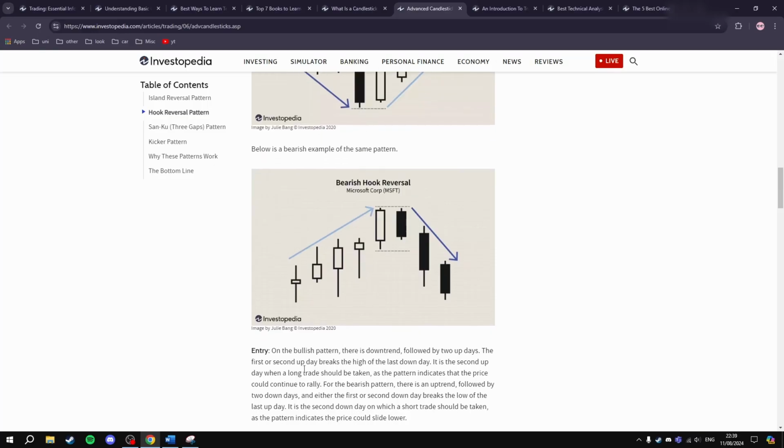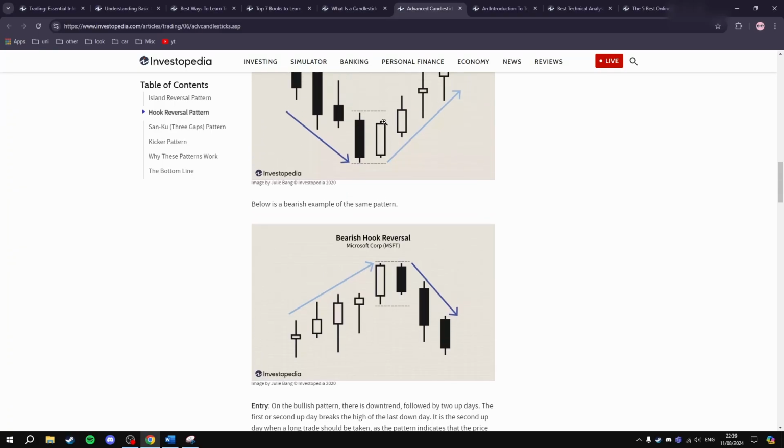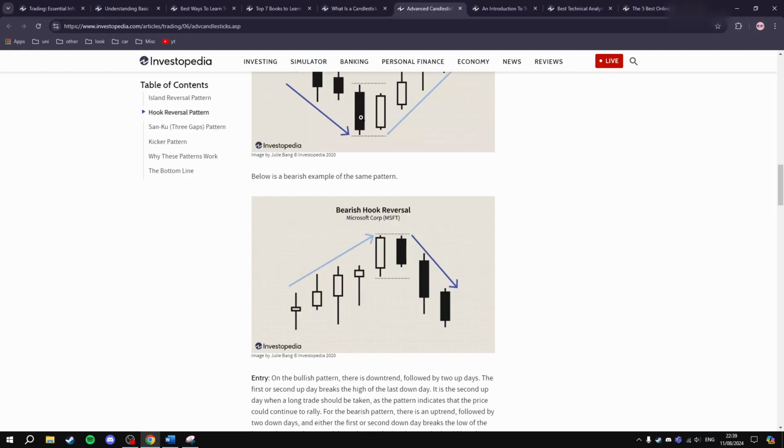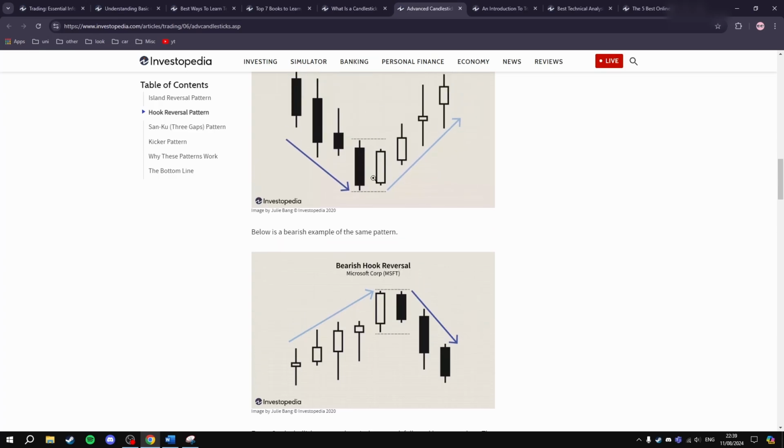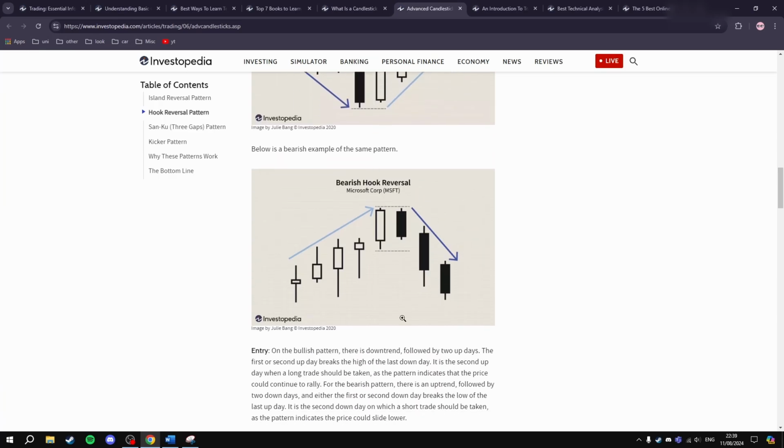The first or second up day breaks the high of the last down day. So this one breaks the high of the last down day. It is a second up day when a long trade should be taken. So go long on this one here, which makes sense, as the pattern indicates that the price could continue to rally.